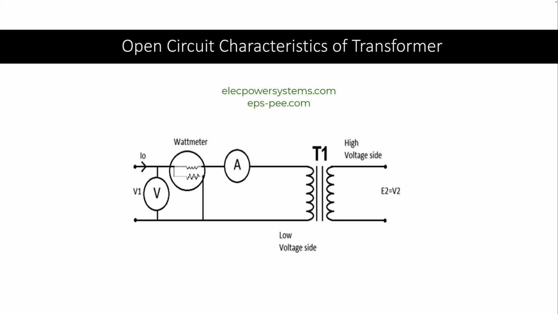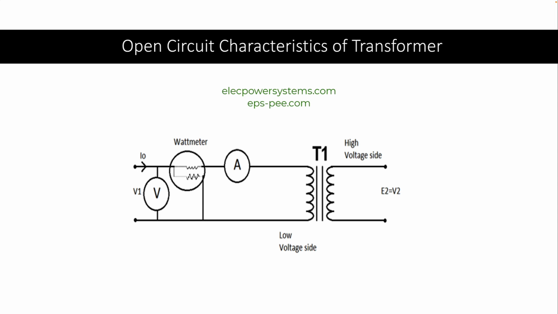The open circuit characteristics of a transformer refer to its behavior when the secondary winding is left unconnected or open-circuited, meaning there is no load connected between the secondary terminals. In this condition, if an alternating electromotive force, EMF, is applied to the primary winding, only a very small current, known as the exciting current, flows through the primary circuit.